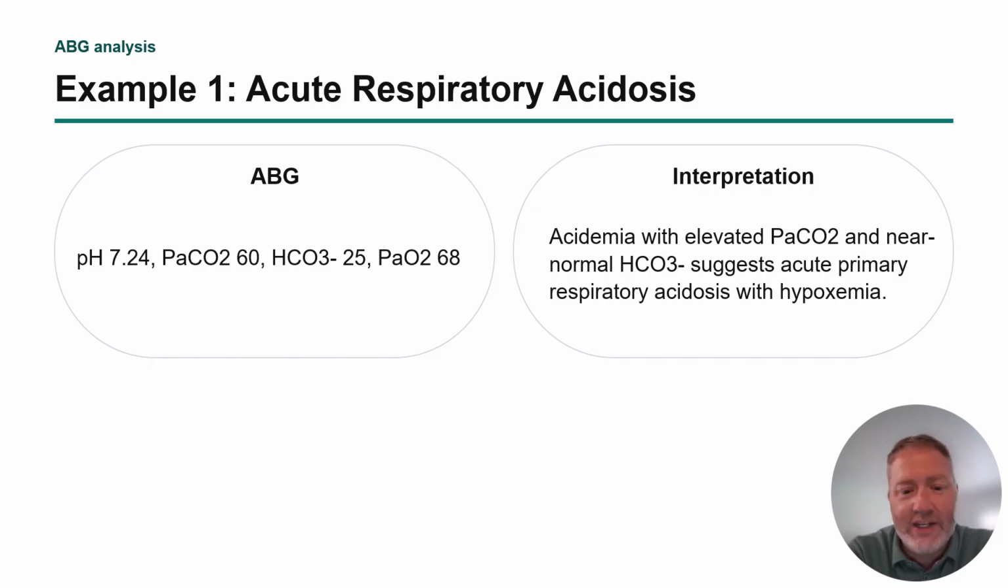And so that's a good way to gauge, maybe you've got an unreliable pulse ox or you have a hard time picking up the pulse ox. The PaO2 can help to identify where they're at as far as saturation goes. So interpretation would be acidemia with elevated PaCO2 and near normal bicarb. It's normal. Suggests acute primary respiratory acidosis with mild hypoxemia.